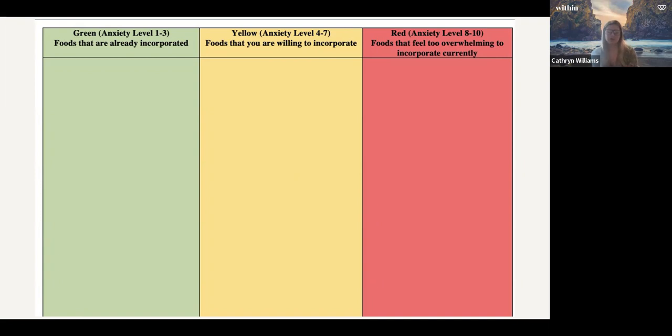Our green foods, meaning the ones that are safe, ones that we're incorporating right now. Our yellow foods are ones that we can begin with some of our exposures when it is time for that. And then our red foods might be ones that are a little bit more long-term, things that we maybe are going to be thinking about doing a few months from now, a few weeks from now, just depending on what the client's needs are.